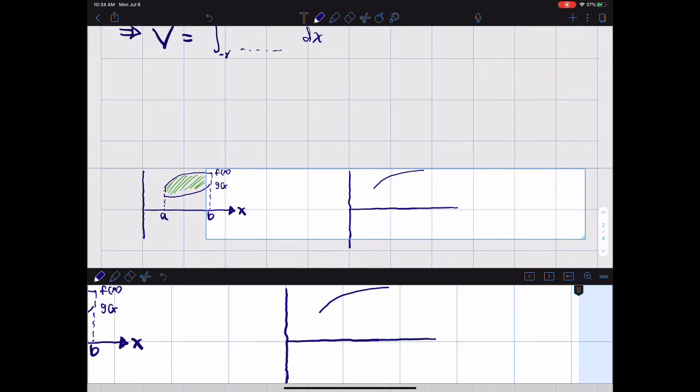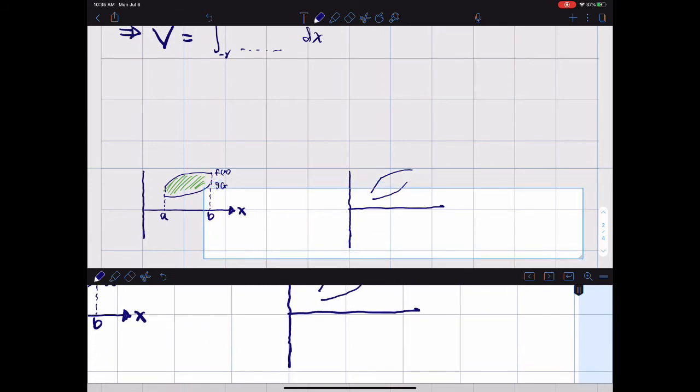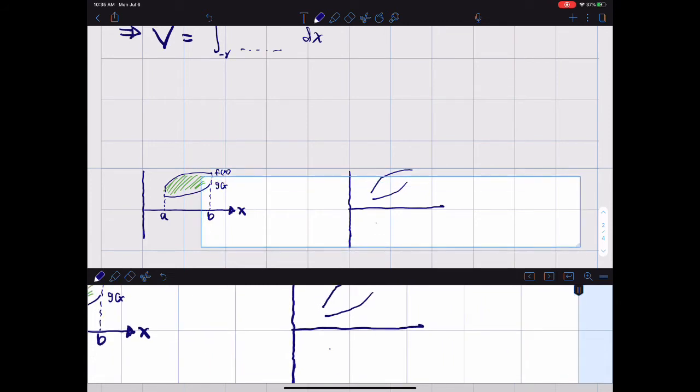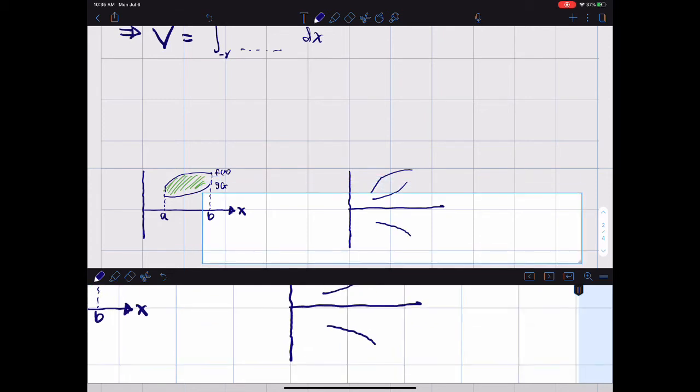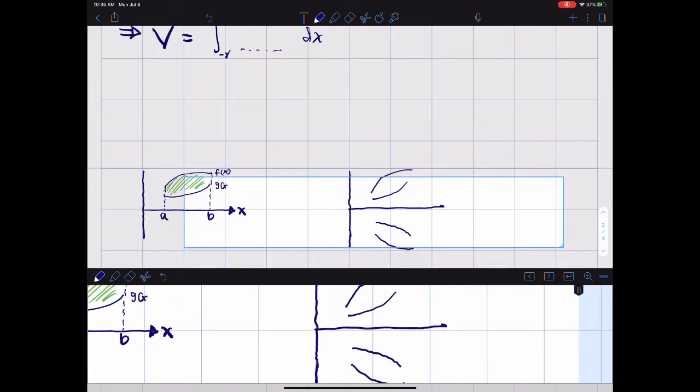All right, so we have this. This is f, and this is g. And when we rotate, we get that and that, okay? So we get something that looks like this.